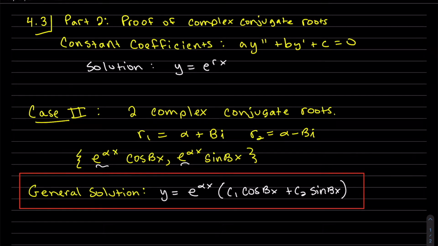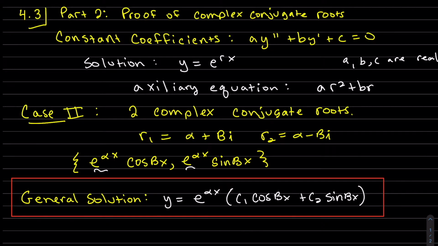Okay, so this is 4.3, the second part. In the first part, we solved for the DE with constant coefficients, where basically A, B, and C are real. And we used the general solution y equals e to the rx. All we did was take the derivative and the second derivative and plug it into the DE, and we got our auxiliary equation, which we just throw into the quadratic formula and solve.